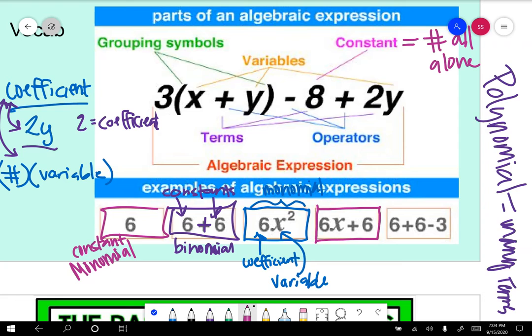6 times x plus 6. So a few things going on here. We have the constant of 6 because it's by itself. We have the coefficient of 6 because it's being multiplied by the variable x. The reason I'm pointing this stuff out is because a lot of times we'll refer to constant or coefficient when we're talking about stuff, so you kind of need to know what's what here. So that's why I'm going over this.